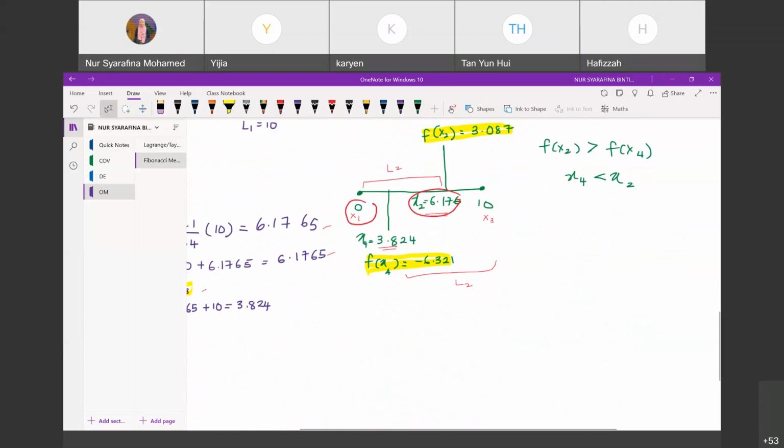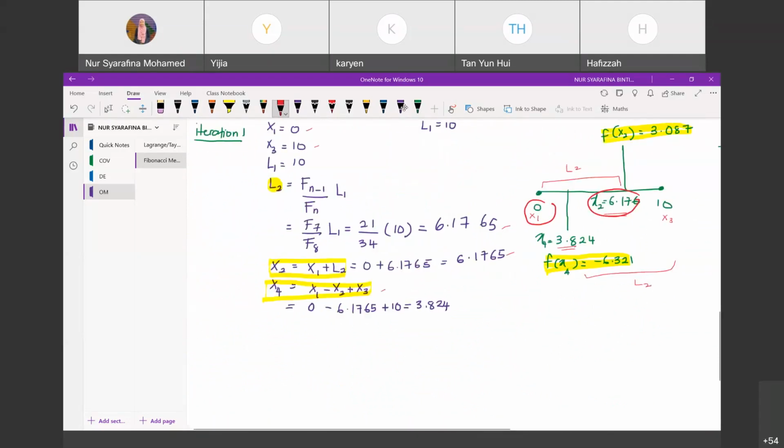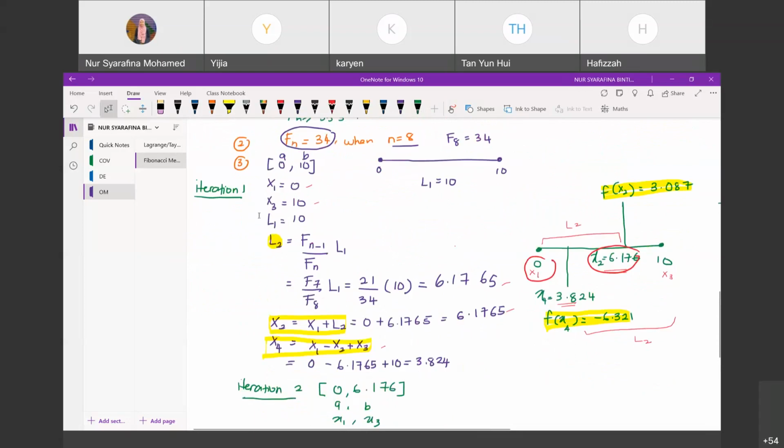What is the meaning of the new interval? It means that at iteration number 2, your new interval is 0 and 6.176. The new interval is defined by A and B, which is x1 and x3. Again, we repeat the process of finding one by one from here. Is that clear?